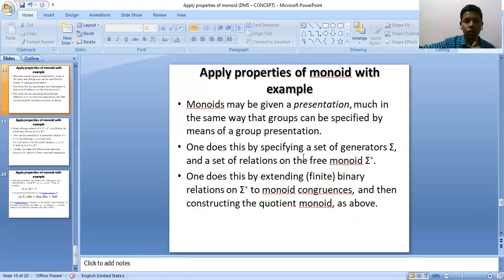Equational presentation. Monoids may be given a presentation in much the same way that groups can be specified by means of a group presentation. One does this by specifying a set of generators sigma and a set of relations on the free monoid sigma star. One does this by extending finite binary relations on sigma star to monoid congruences and then constructing the quotient monoid as above.